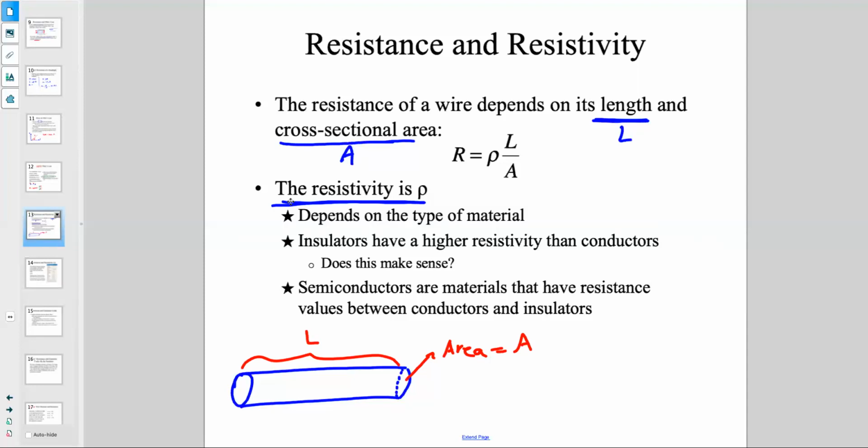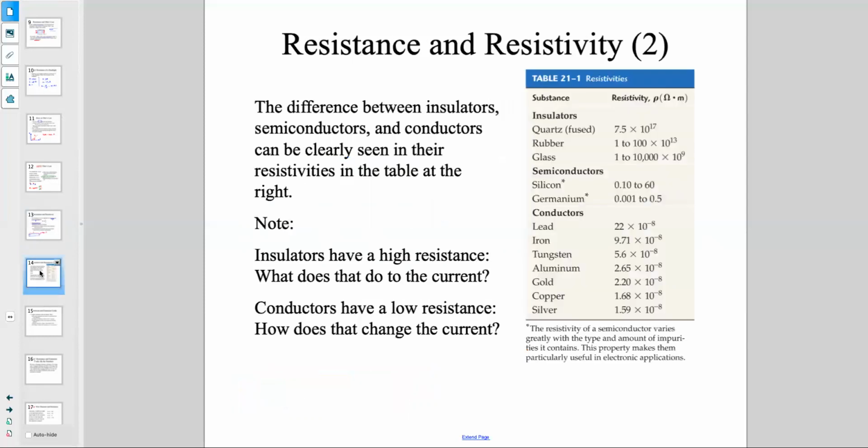Insulators have a higher resistivity than conductors, because the conductors conduct very well, but the insulators don't. So I hope that makes sense. Semiconductors are materials that have resistance values between conductors and insulators. So now let's take a look at some of these numbers. For insulators, we have different materials, for example glass, which is actually a very high value.